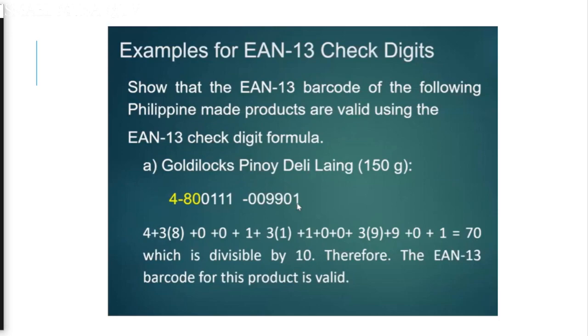So, as I said, in the EAN, we multiply the even digits. Okay. So, 4 plus 8, the even digit, multiplied by 3, plus 0, plus, of course, you don't need to multiply 0 by 3, plus 1, plus 3 times 1, plus 1, plus 0, 0. Of course, 9 there is an even digit, okay, 3 times 9, plus 9, plus 0, plus 1 will give you 17, so which is divisible by 10. Therefore, the EAN-13 barcode above is a valid product code.